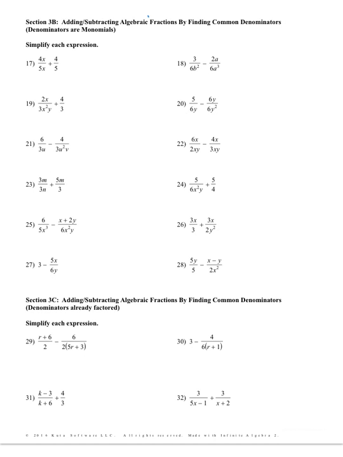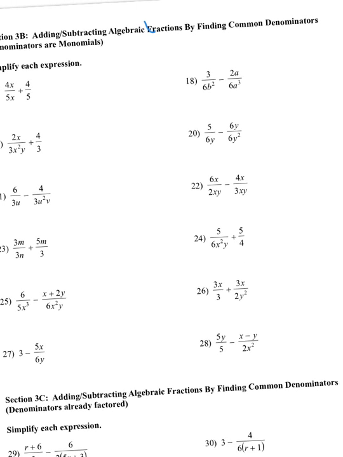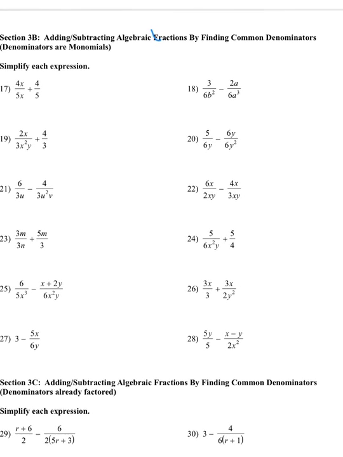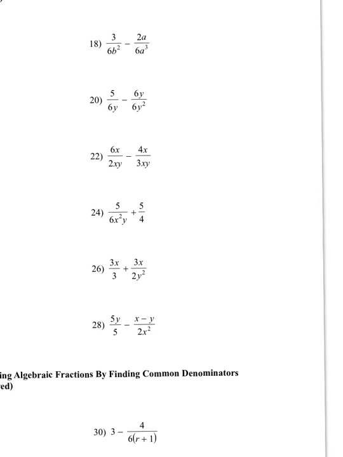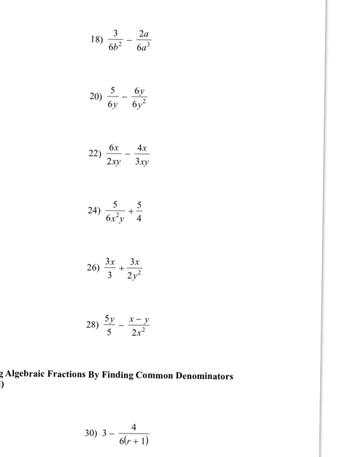In section 3b here, we're going to look at adding and subtracting algebraic fractions, but now we're going to need to find common denominators. So unlike the first part, we won't have common denominators. And we will look at number 24 here.